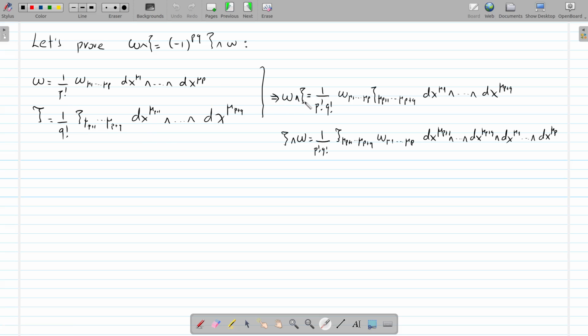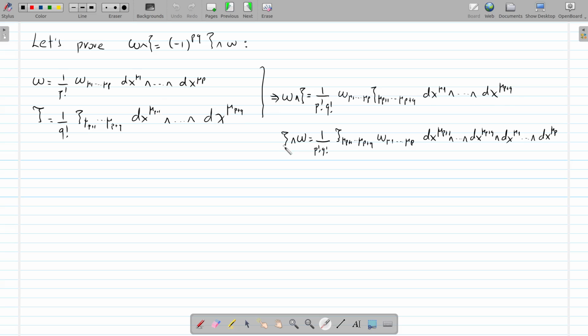So omega wedge xi is obtained by multiplying omega with xi. So we see here that we have an expression that involves the product of the components. That of course is commutative, but then the wedge product of the basis elements here comes in the order mu_1, ..., mu_p, mu_{p+1}, ..., mu_{p+q}.